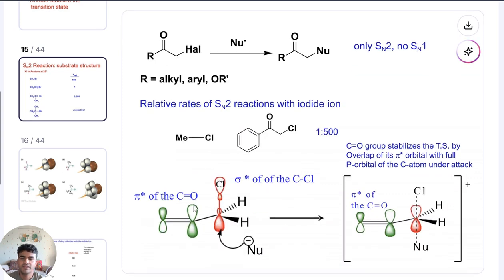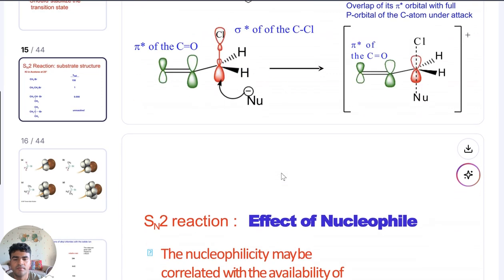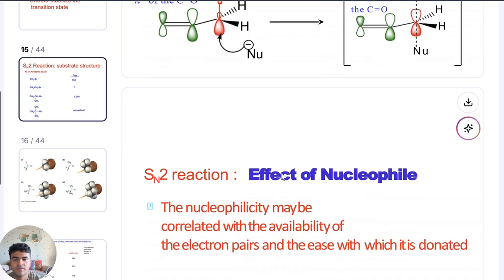Here you can see that the pi star orbital of C=O will be parallel towards the sigma star orbital of the C-Cl bond. So it gets stabilized in the transition state. The C=O group stabilizes the transition state by the overlap of its pi star orbital with the full p orbital of the carbon atom. That's why the reaction rate is very high for such a substrate.